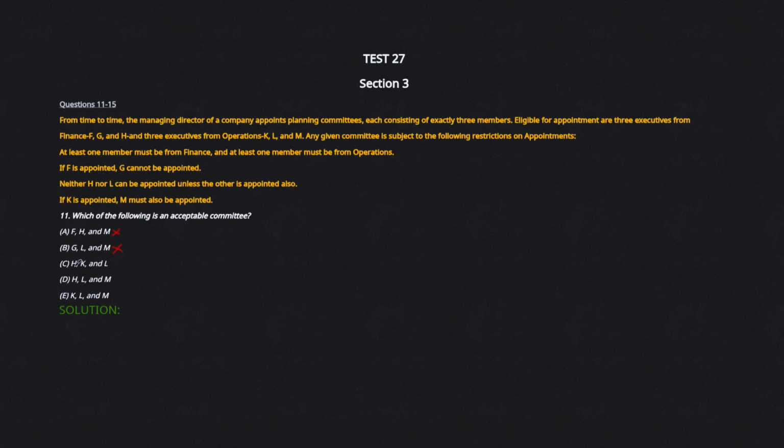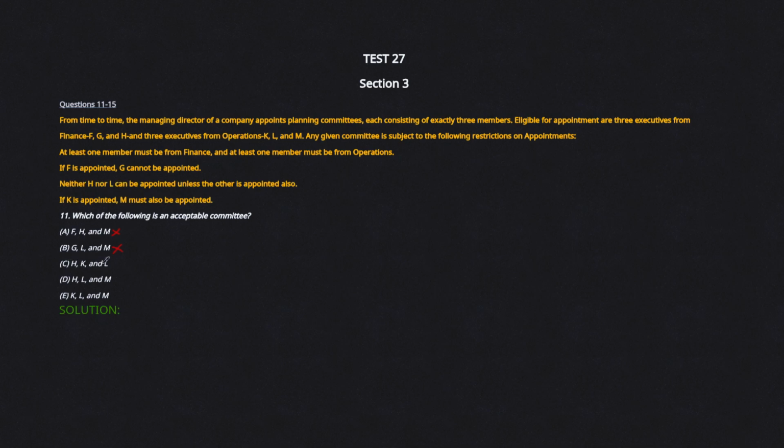Moving on, H, K, and L. It satisfies the first condition with finance and operations having at least one member. If F is appointed, G cannot be appointed. We don't have either of those two, so it's useless. Neither H nor L can be appointed unless the other is also appointed.